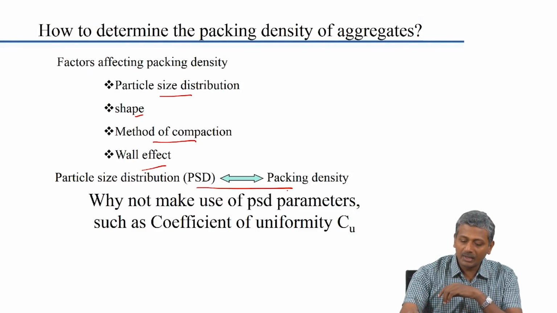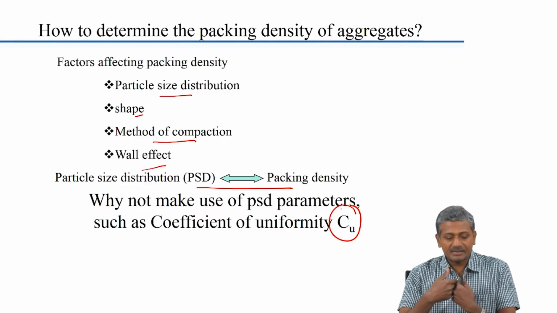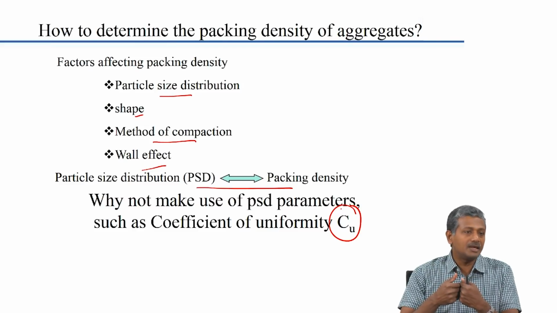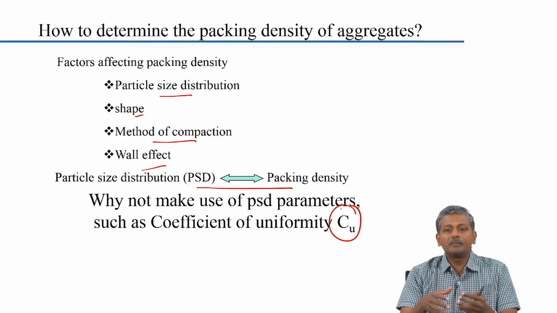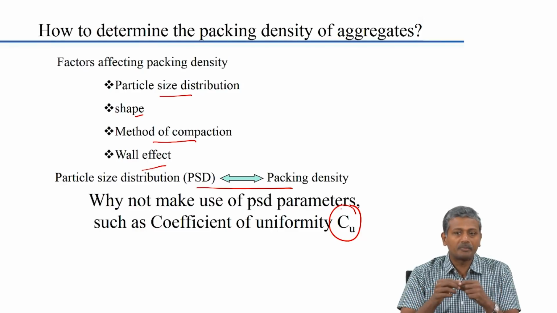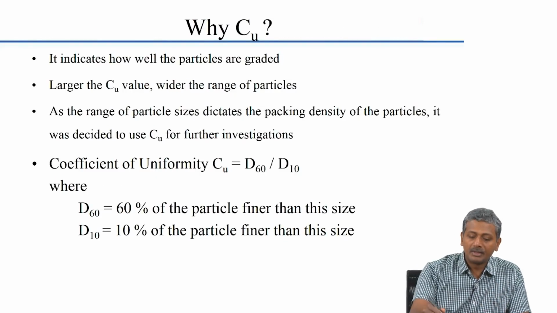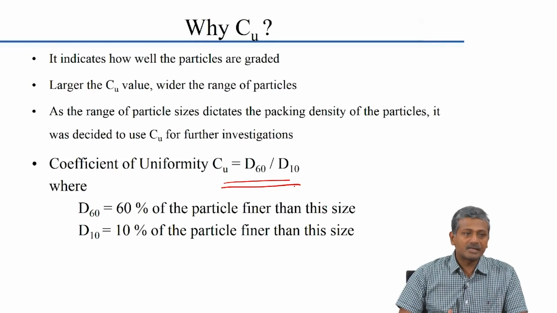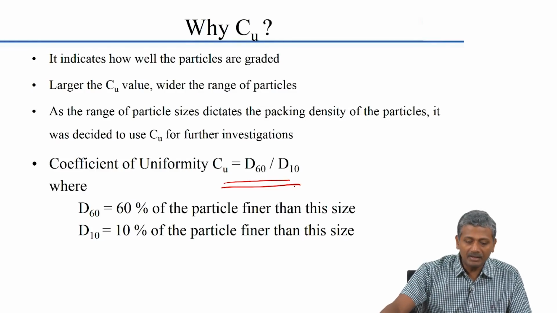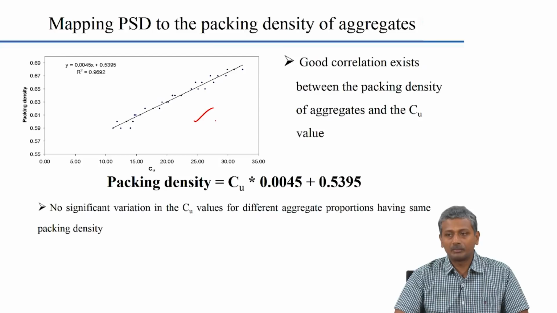So, what we thought was, okay, let us try and choose a parameter like uniformity coefficient, since it is a ratio of your D60 to D10, it gives you a range of spread of your particle sizes. The greater the range of spread, it is likely that you will get better packing, because more sizes of particles are included. When we started using Cu to describe the particle size distribution and saw its effect on packing density, we saw that the packing density was very nicely correlated with the coefficient of uniformity.